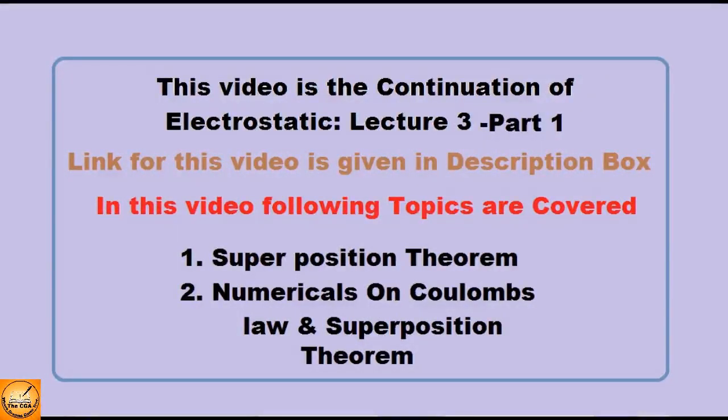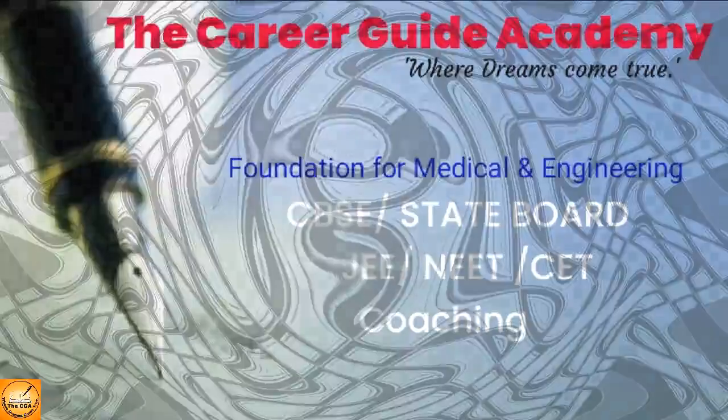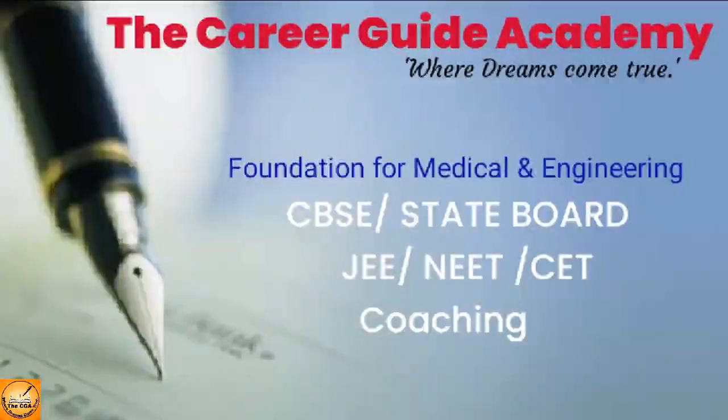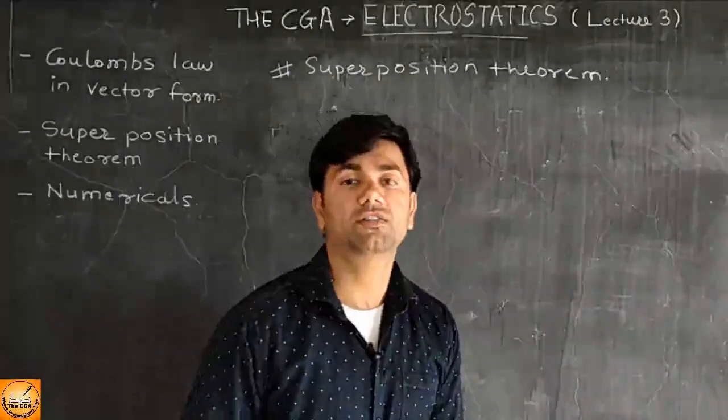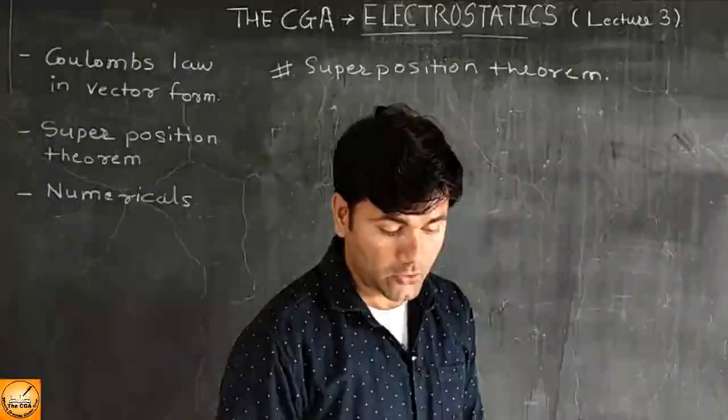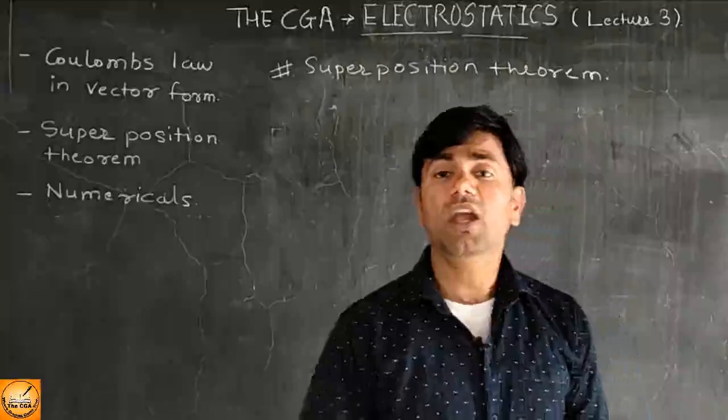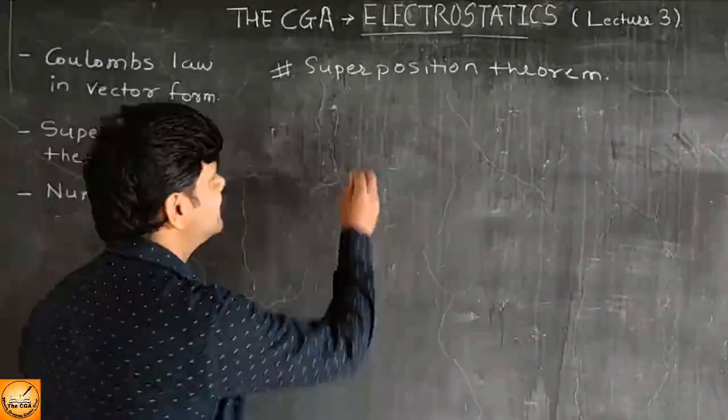Let's start with today's third lecture of electrostatics, in which we are going to learn about Coulomb's Law in vector form, the superposition theorem and some numericals based on them. So now, whatever we have learned in Coulomb's Law, that is for two charges. So let's consider we have more than two charges in the system.